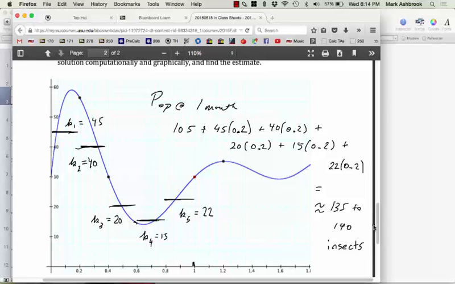And if you reported a final answer with a decimal, 135.6, that's not good, right? Because what are we talking about? Insects. So we're estimating the total population of insects. So that estimate's got to be a whole number, right? Okay?